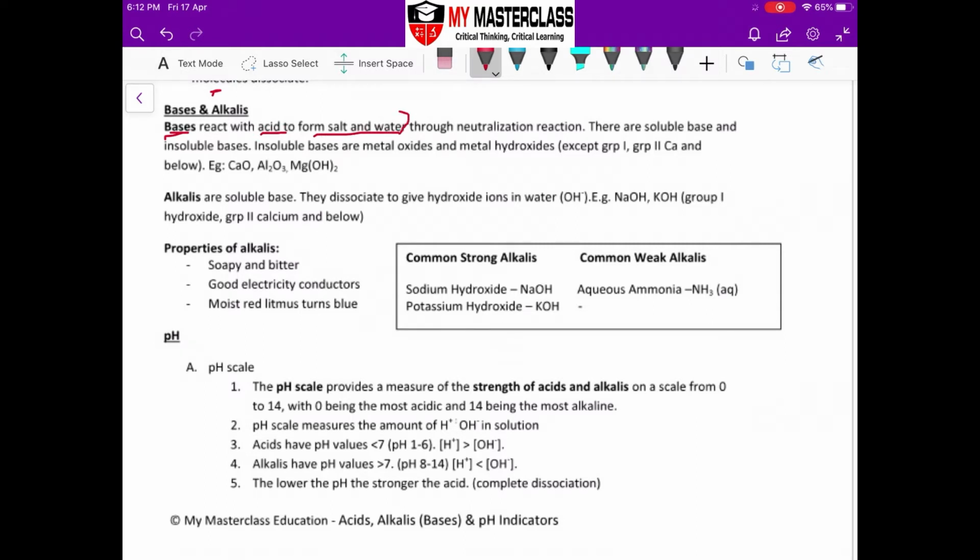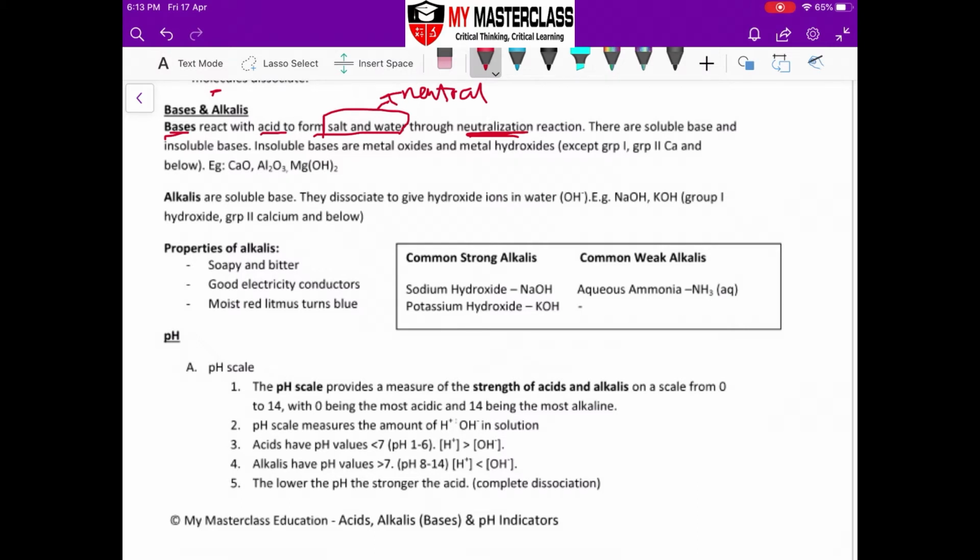Okay, salt and water are neutral. They are not acidic, they are not alkali, they are neutral. So bases react with acid to form salt and water through a neutralization reaction. Anything that can react with acid to form salt and water will be a base.